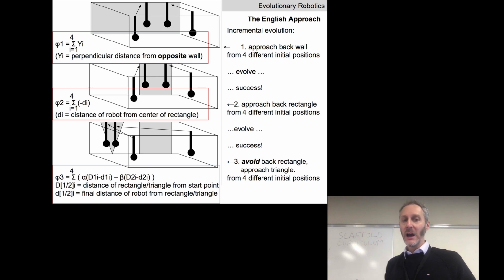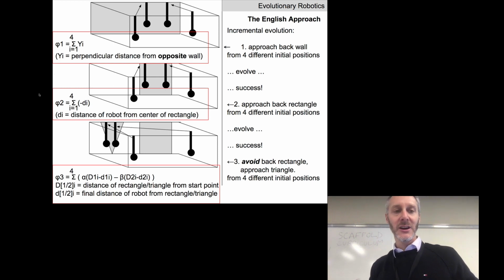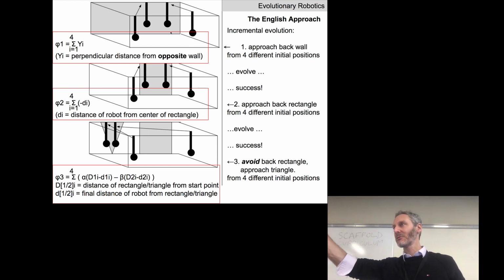Okay, so not very complicated fitness functions here. They're going to use this, which should be y sub i, which is the perpendicular distance from the opposite wall, the front wall. So they're trying to maximize the distance from the front wall and get it to go towards the back.